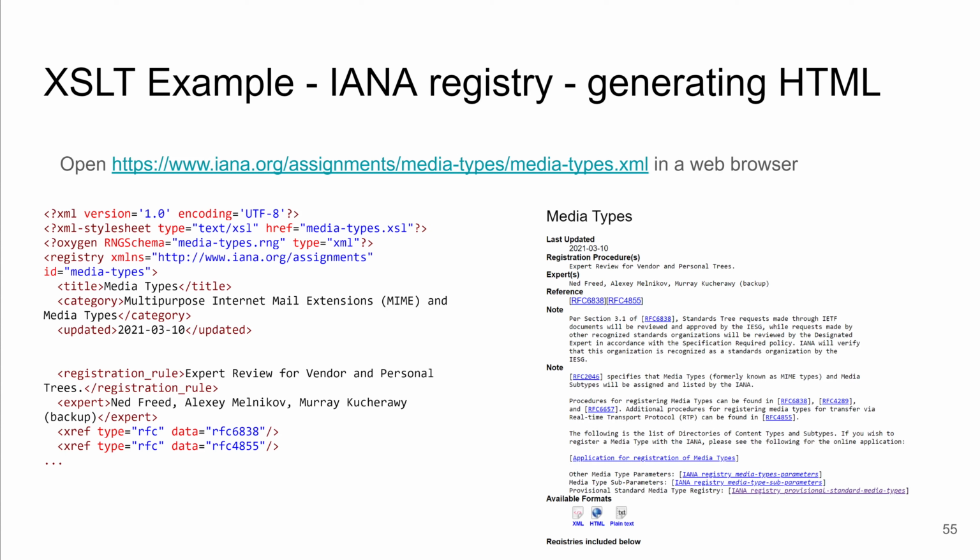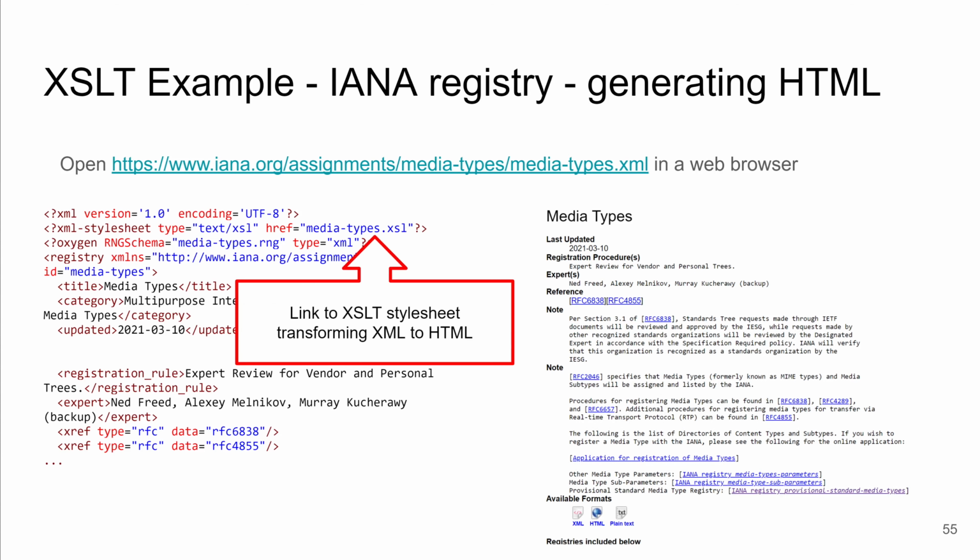However, if you take a look at the processing instructions at the beginning of the file, there is the xml-stylesheet processing instruction, which points to the media types XSL file. And your web browser sees this and applies the XSL transformation. And the result of this transformation is an HTML document, which is what you actually see in the browser when you go to this document. So this is one use case of XSLT.